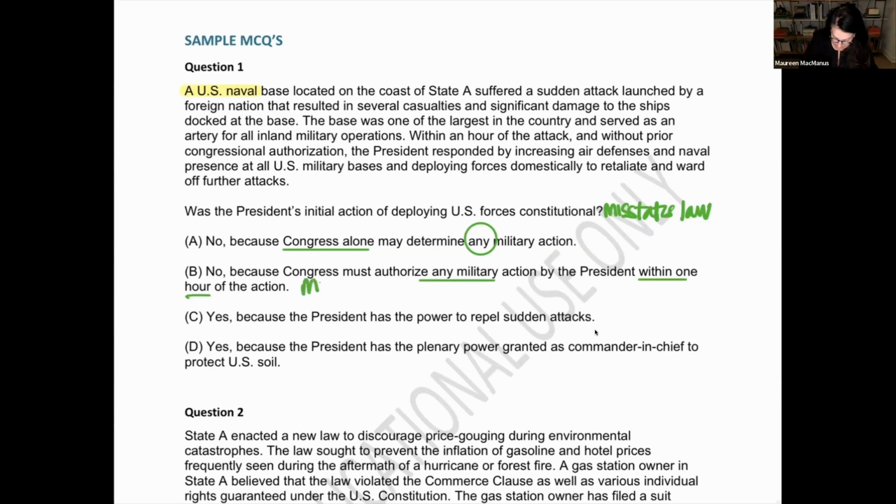So this again misstates the law. C, yes, because the president has the power to repel sudden attacks. So yeah, the president does have power to repel sudden attacks. I don't love this answer. That's kind of weird phrasing to me.